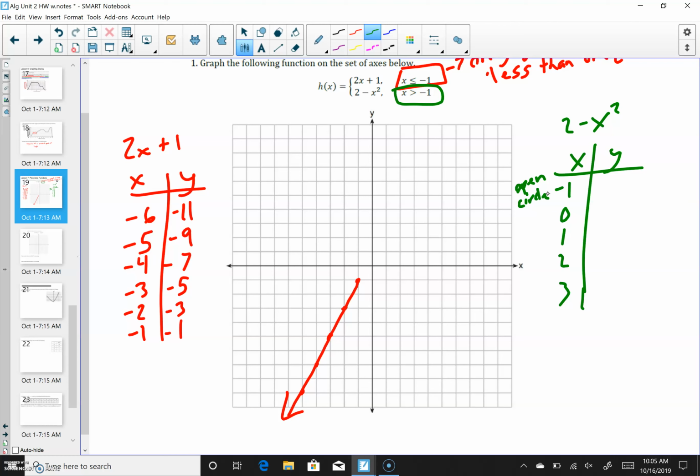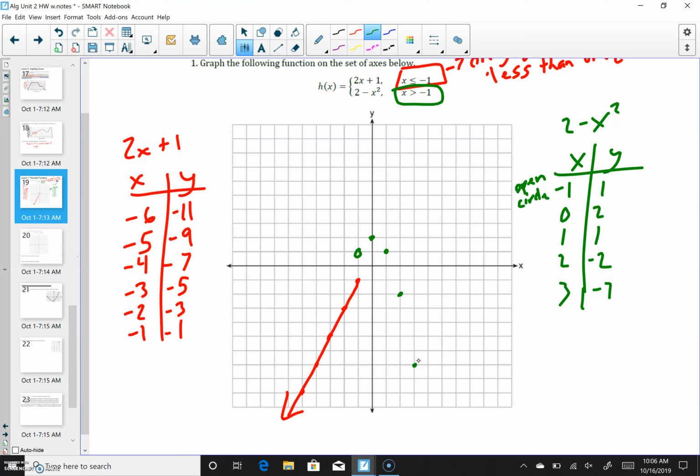I'll hit second graph to get back to my table. And now I'm just going to look at the points from negative 1 and greater. So I got negative 1, positive 1; 0, 2; 1, 1; 2, negative 2; and 3, negative 7. And those are actually the only points that fit. So negative 1, we have positive 1. So there's our open circle. Then 0, 2; 1, 1; 2, negative 2; and then 3, negative 7.